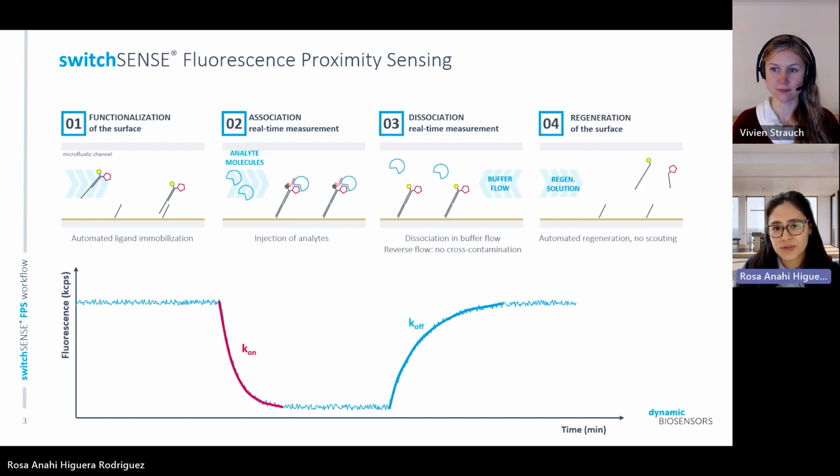In a final step, we regenerate the surface of the chip by simply disrupting the DNA base pairing, so that we can start with a fresh surface for the next cycle of functionalizations.